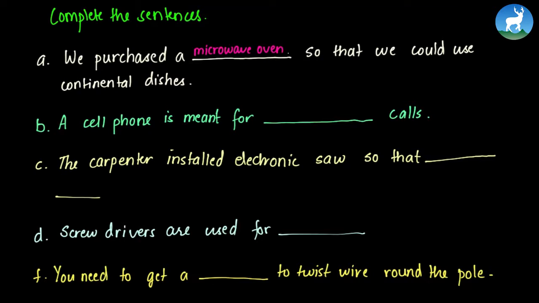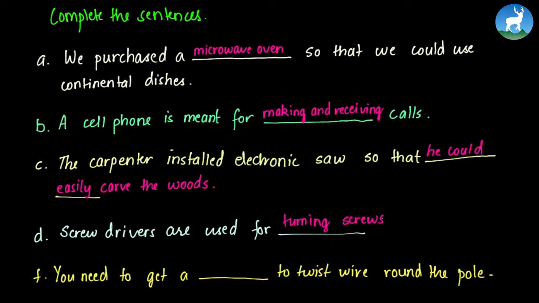Next we have, a cell phone is meant for blank calls. So in the text where a mobile phone is described, we have a line which reads, a mobile phone, also known as cellular phone or cell phone, is a phone that is made for making and receiving telephone calls. So a cell phone is used for making and receiving calls. Next we have, the carpenter installed an electronic saw so that he could easily carve the wood or cut the wood. Screwdrivers are used for, we have a line which reads, a typical screwdriver has a handle and a shaft and a tip that the user inserts into the screw head to turn it. So we can say screwdrivers are used for turning screws.